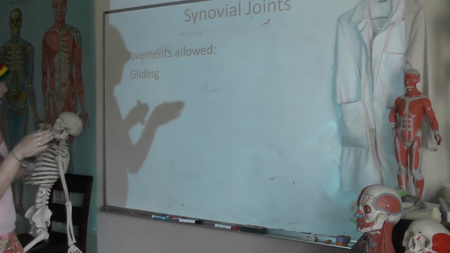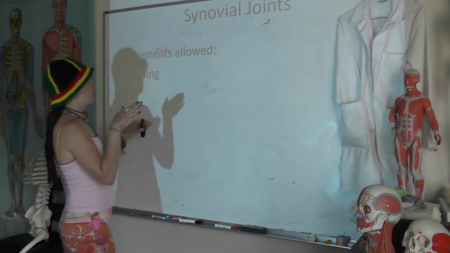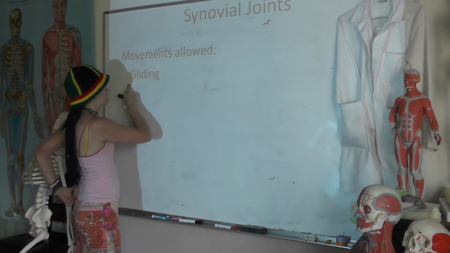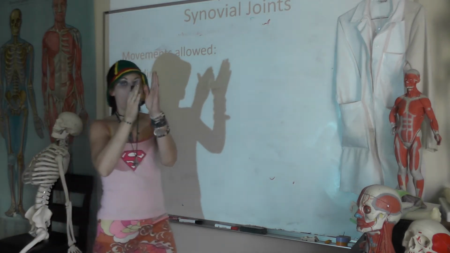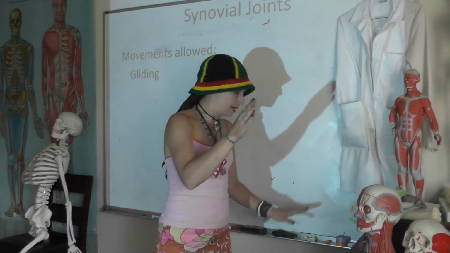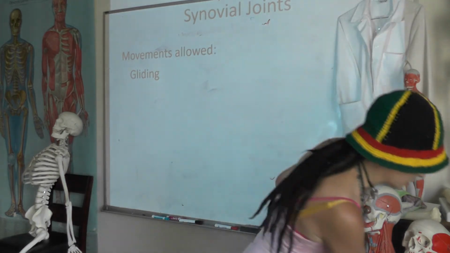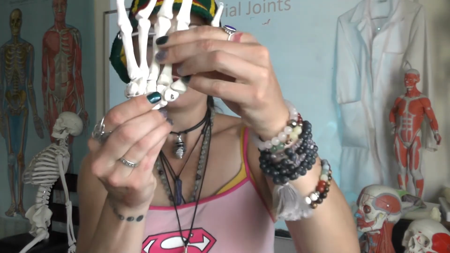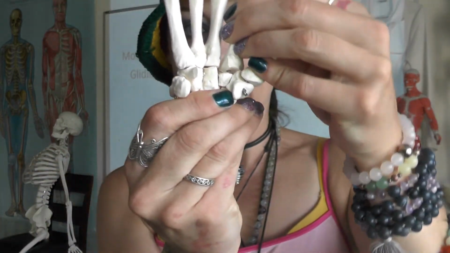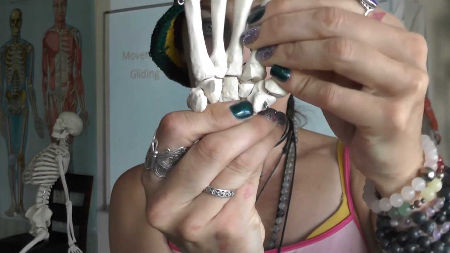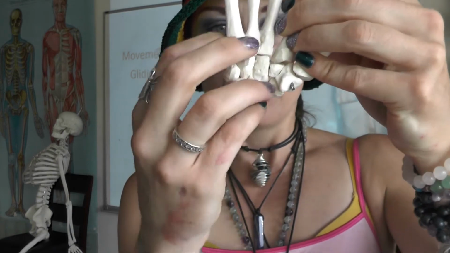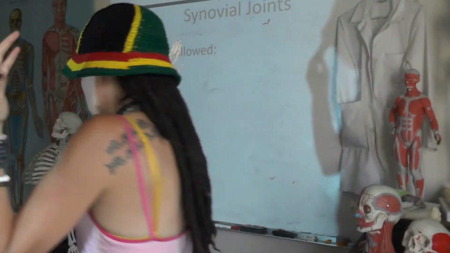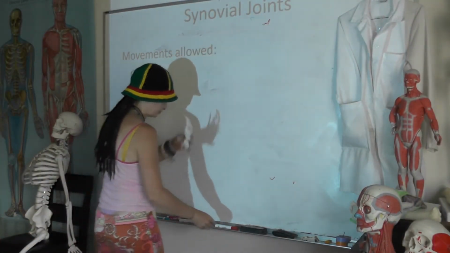Movements allowed. So, synovial joints, what movements are allowed? Gliding joints are little movements, like in your carpals, where we're just sliding two bones past each other. So, if I am moving my hand, then I can glide my carpals and my metacarpals past each other. Okay, gliding movements.